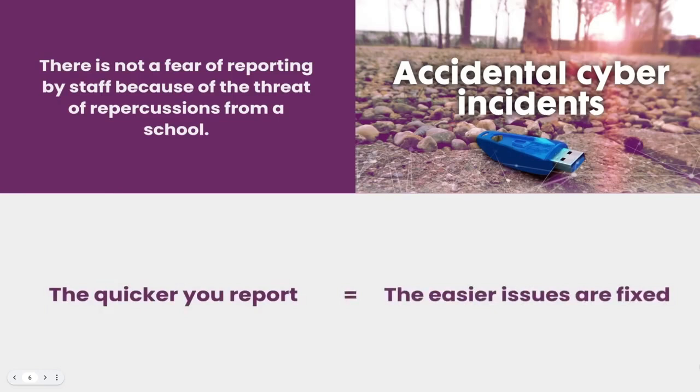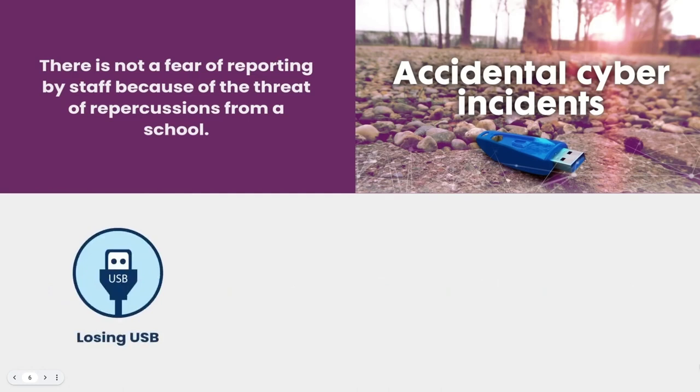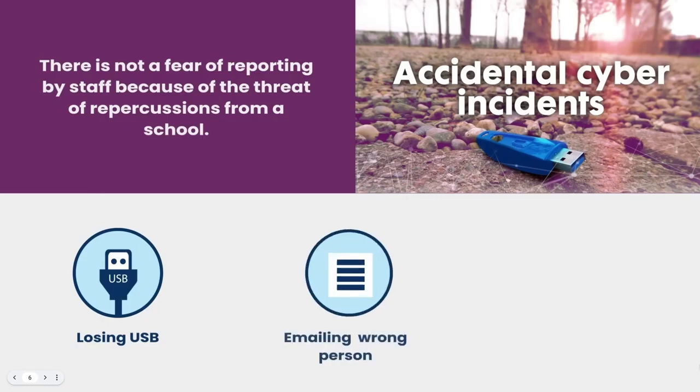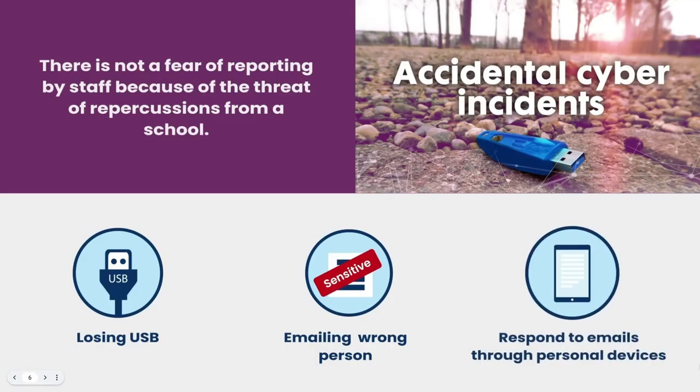It is typically easier to fix IT issues and reduce the negative impact they create the earlier they are reported. An accidental cyber incident may involve losing a USB storage device that wasn't encrypted, or accidentally emailing the wrong person with information containing sensitive data. Staff may also feel compelled to respond to school emails on their personal devices.